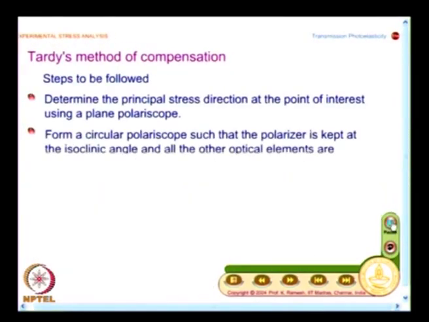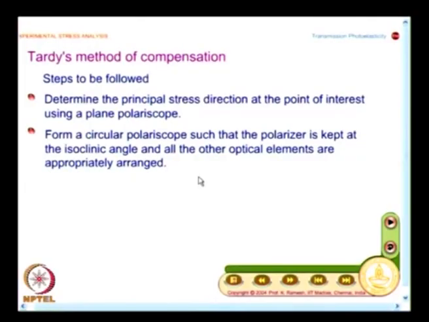And what I am going to look at is, we have also said one can find out compensation not by having an external element, but by simply handling the analyzer, and this is known as Tardy's method of compensation, and I am going to only list out the steps today, and we will see the mathematical development later. As before, you have to find out the principal stress direction at the point of interest using a plane polariscope.